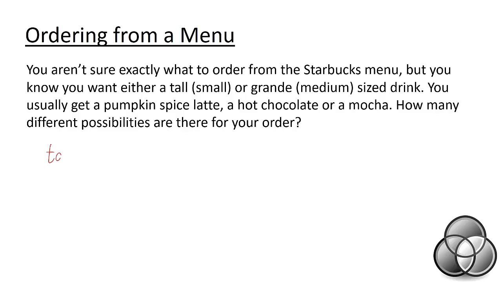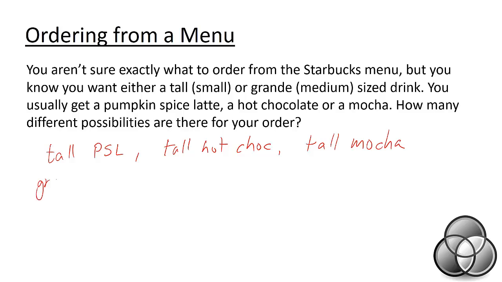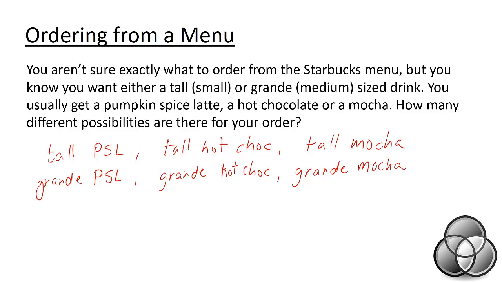Well, we could get a tall pumpkin spice latte, a tall hot chocolate, or a tall mocha. If we're feeling particularly white girl, we could go for the grande pumpkin spice latte. Or we have the final two choices of grande hot chocolate and grande mocha. So there are 6 different possibilities for this order.